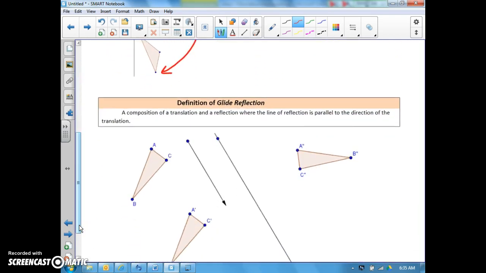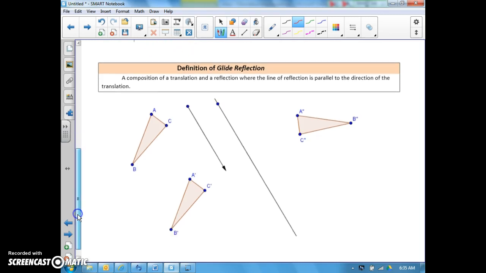We have one special kind of composition of transformations, and that's called a glide reflection. A glide reflection is a composition of a translation and a reflection where the line of reflection is parallel to the direction of the translation. So looking here, first we translate it this way, which this is my translation vector right here. And then we reflected this shape across the line to produce that shape.